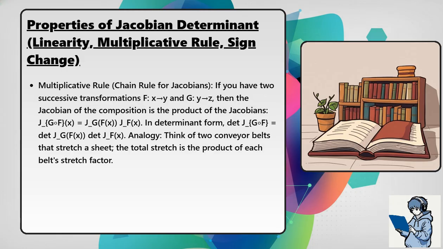Multiplicative rule, the chain rule for Jacobians. If you have two successive transformations, capital F from x to y and capital G from y to z, then the Jacobian of the composition is the product of the Jacobians. Jacobian of G composed with f at x equals Jacobian of G evaluated at f of x times Jacobian of f at x. In determinant form, the determinant of the Jacobian of the composition equals the determinant of Jacobian G at f of x times the determinant of Jacobian f at x.